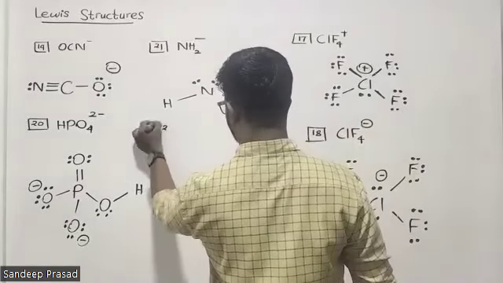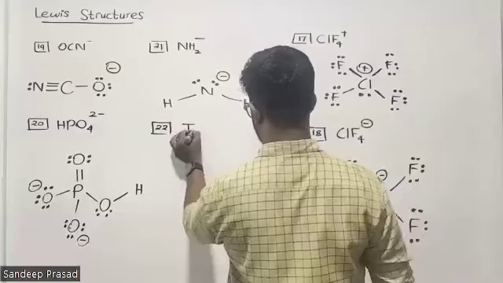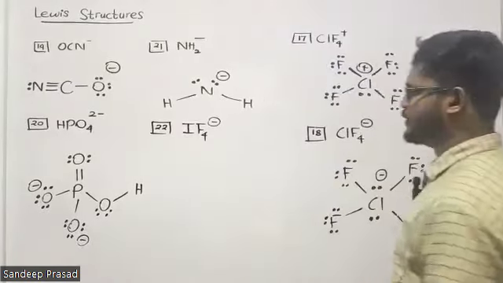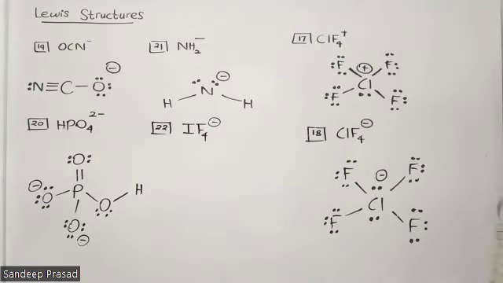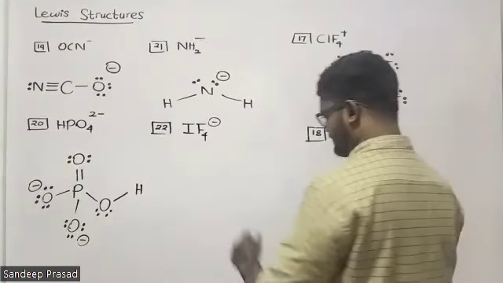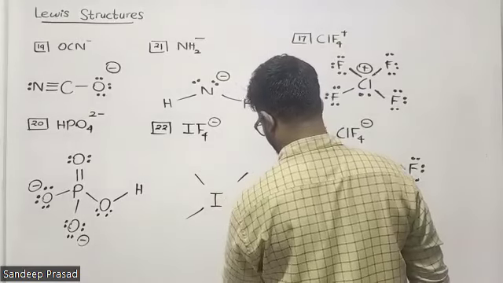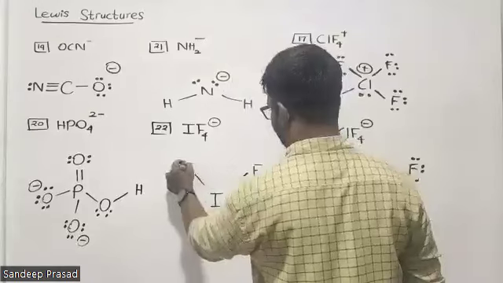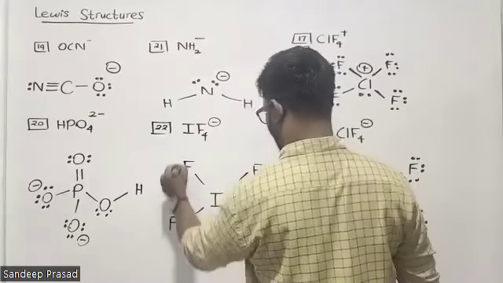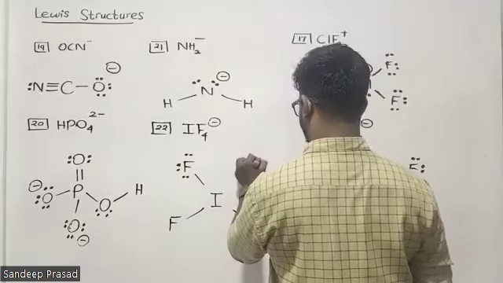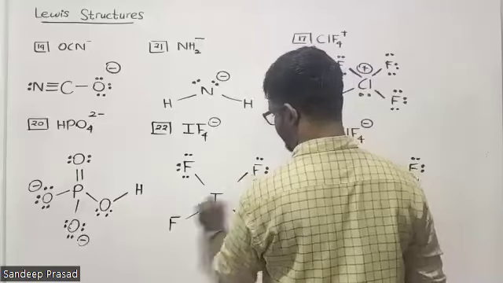Students, 22 is also some kind of an exception. IF4 minus. We are expecting that the negative charge belongs to fluorine, but it's not the case. Look at this one carefully. Iodine is connected to 4 fluorine atoms. I told you that fluorine is always making a single bond, then completing the octet.